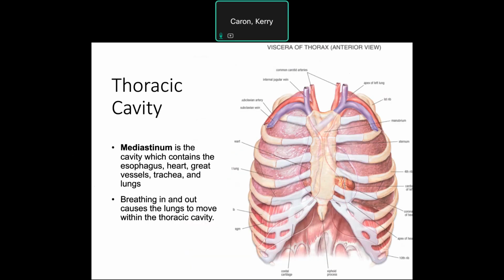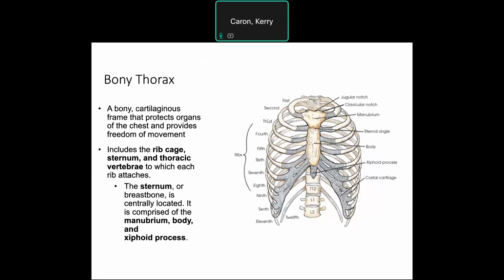Then we have the thoracic cavity. The thoracic cavity is our bony cage. We have the mediastinum, which is the cavity that contains the esophagus, the heart, the great vessels, the trachea. So that area is called the mediastinum. And breathing in and out causes this entire cage to move. This is movable. Okay, we have a bony thorax. So we have bone and cartilage, and that is what we refer to as the rib cage. And that has movement on the chest.